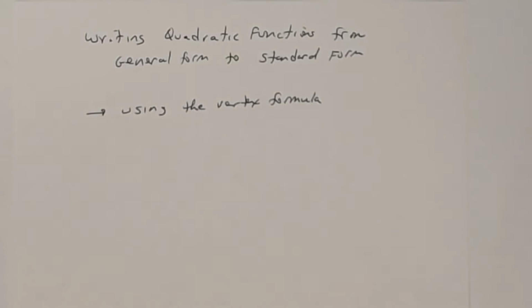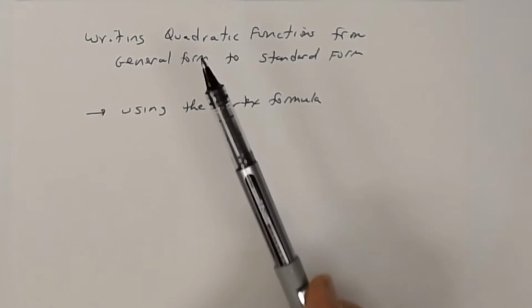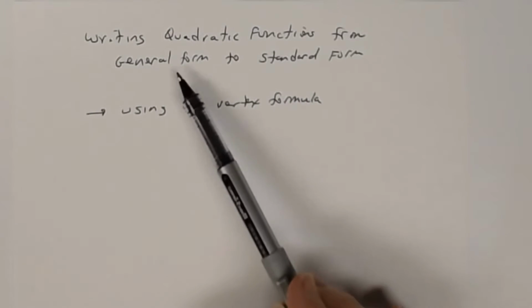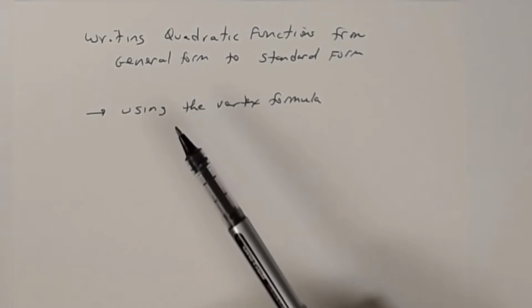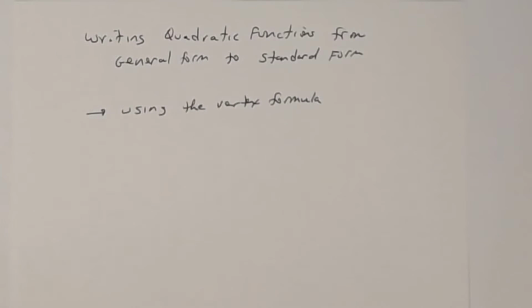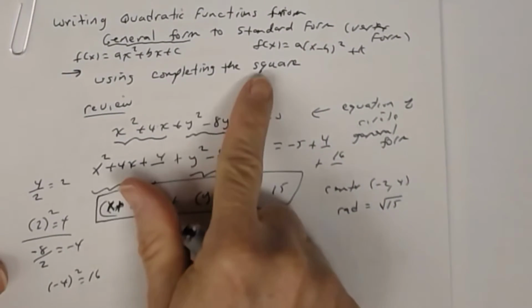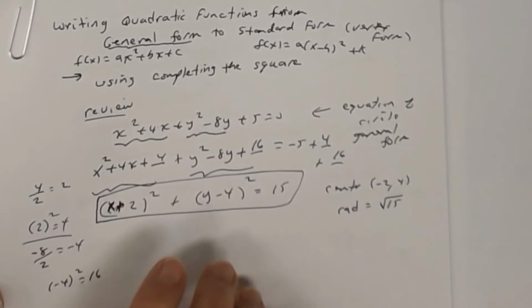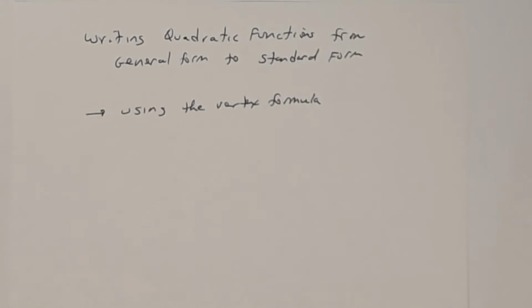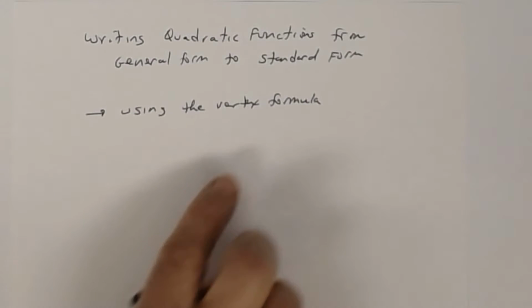Okay, so in this lesson, we're going to continue our discussion about rewriting a quadratic function from general form to standard form. But in this lesson, we're going to look at using the vertex formula, because you all know the vertex formula. Remember in the previous lesson, we talked about completing the square. That's important as well because you are going to have some problems where you're going to have to use completing the square. And in this lesson, you're going to use the vertex formula.